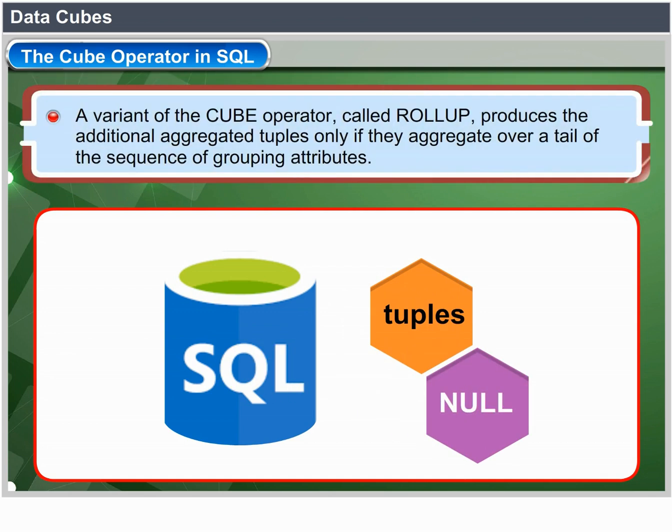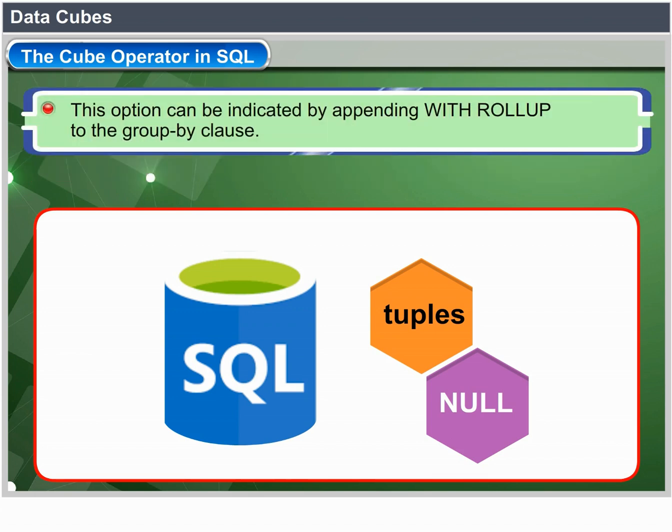A variant of the cube operator called rollup produces the additional aggregated tuples only if they aggregate over a tail of the sequence of grouping attributes. We indicate this option by appending "with rollup" to the group by clause.